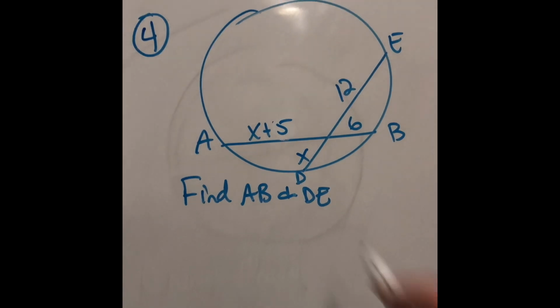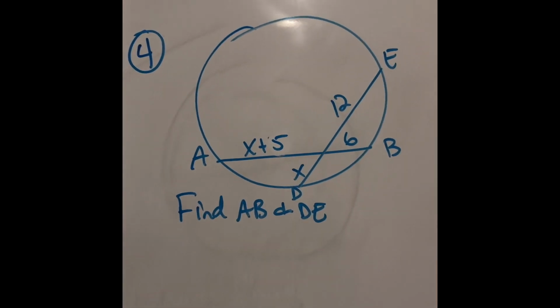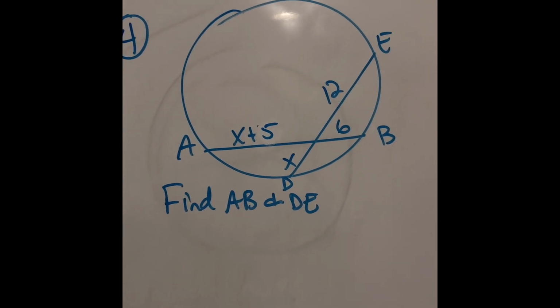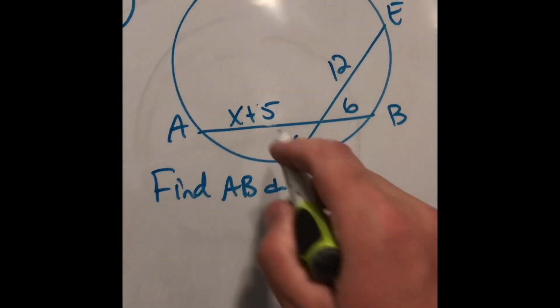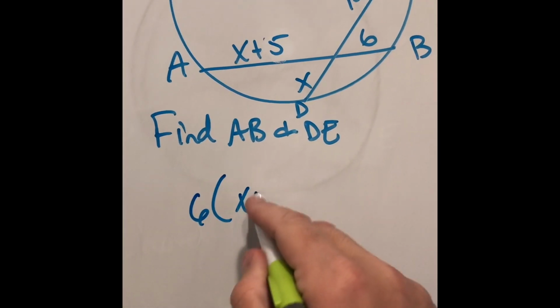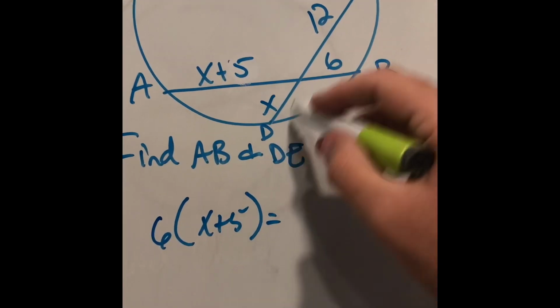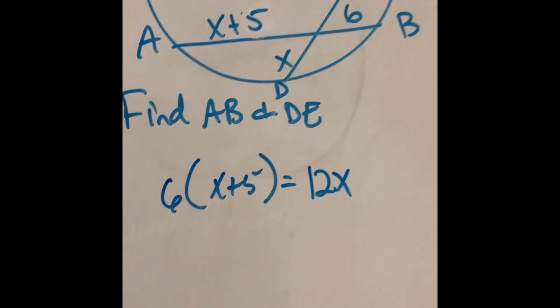We need to find all of AB and all of ED. So we've got two chords. Remember what we do with the chords. We multiply the two parts. So I'm going to take x plus 5 and multiply that by 6. So that's 6 times x plus 5. And then that's going to equal these two parts multiplied together, which is just 12x.